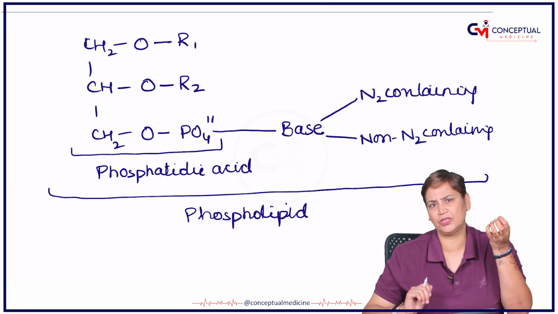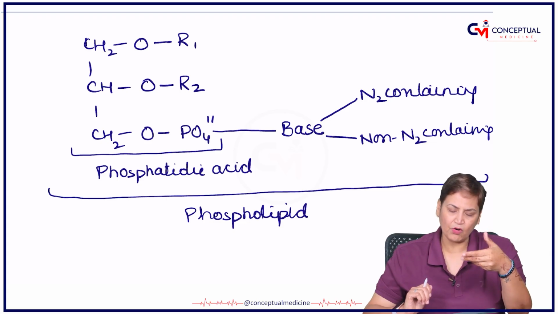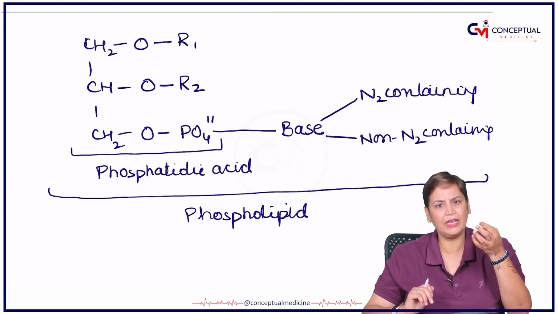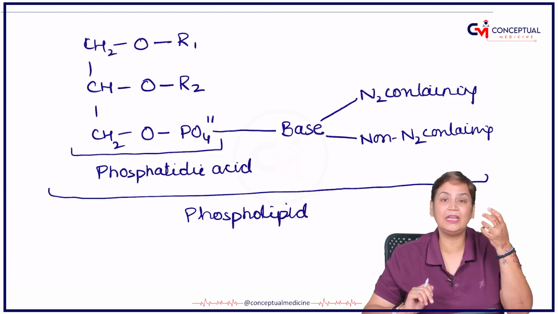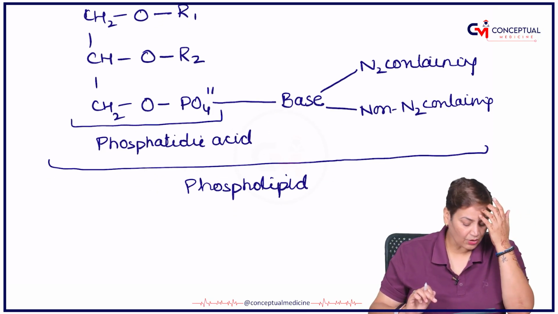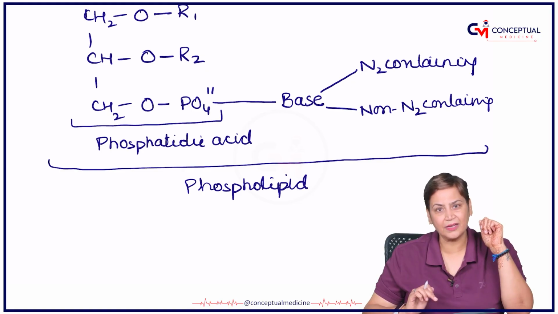Majority of the functions which are related to the cell membrane are performed by these phospholipids because they have a charge on them. And we know whenever a charge is there on the cell membrane, it becomes selectively permeable. And they are also the common lung surfactants. That is what we are going to discuss here.